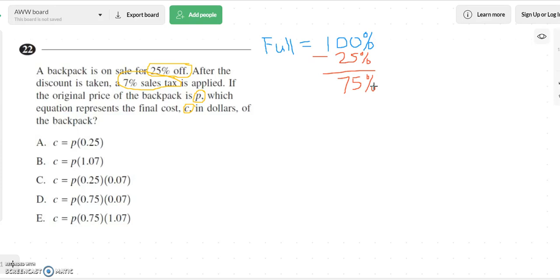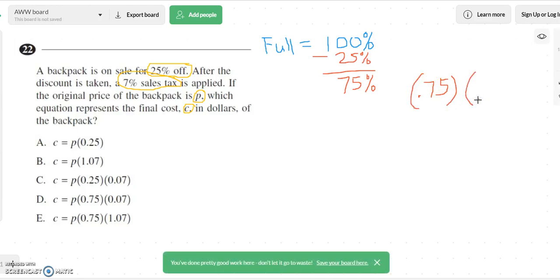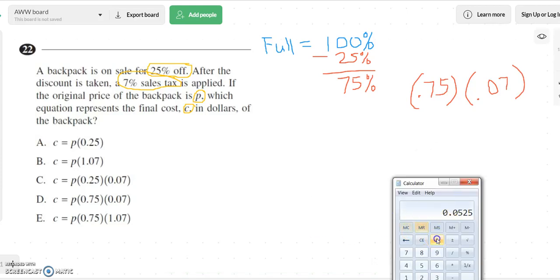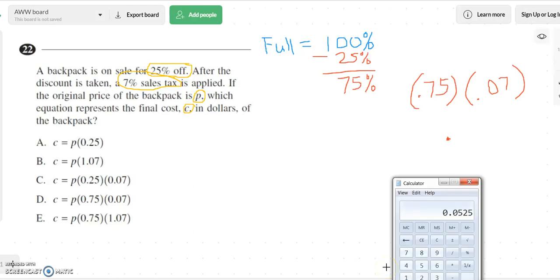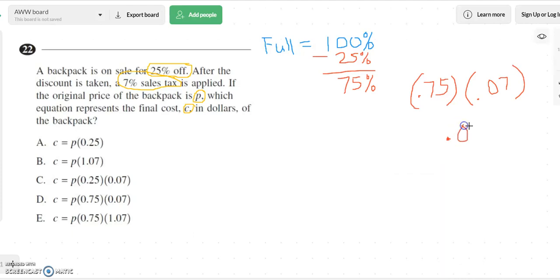So the way that they're going to figure their sales tax is they're going to take this 0.75 and they're going to multiply that price by 0.07. Whenever we multiply these two together, 0.75 times 0.07, we are going to end up with 0.5.